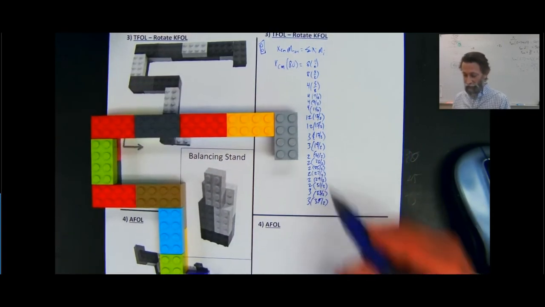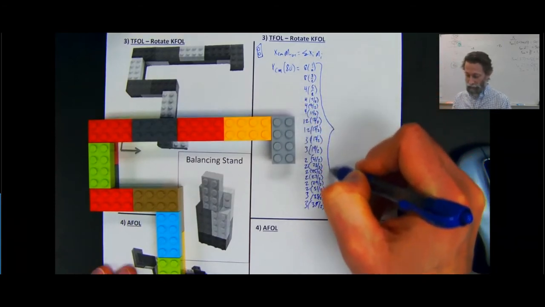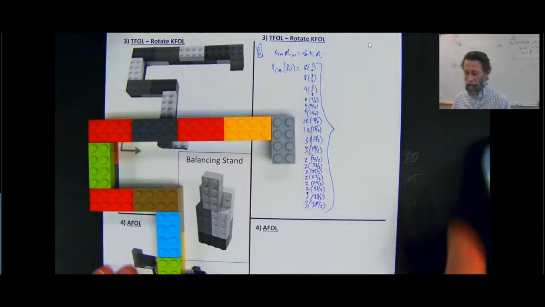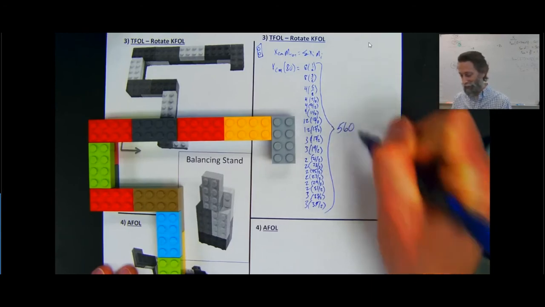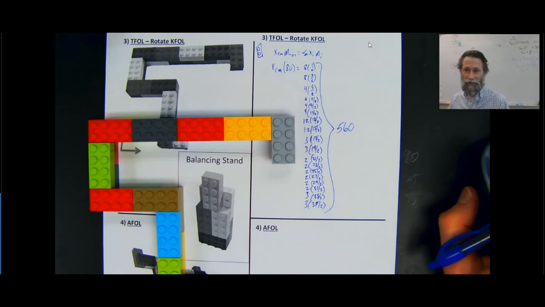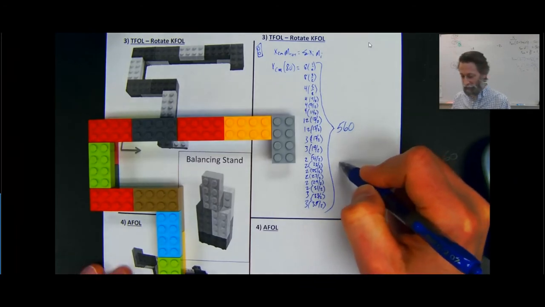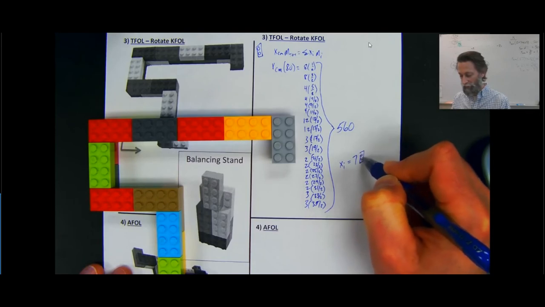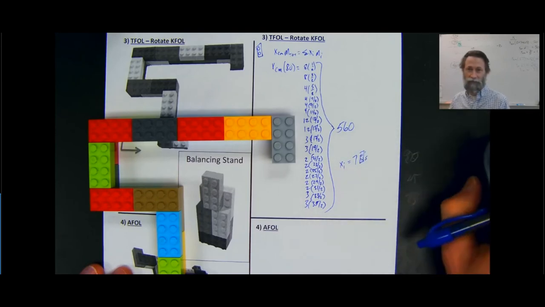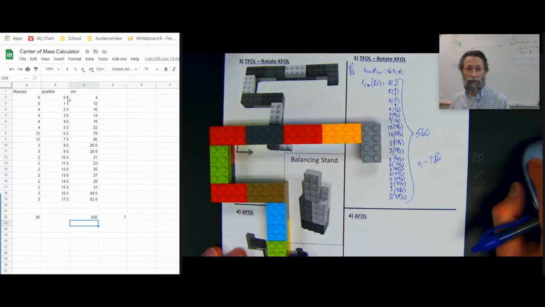And then I'm going to punch all of those into my calculator and sum all of those. And if you remember from the last video where I put the wrong one on it, you should end up with 560 for that. And then if you divide that 560 by 80, it happens so that it is 7 blocks in. Now remember again that we can put that into an Excel file.